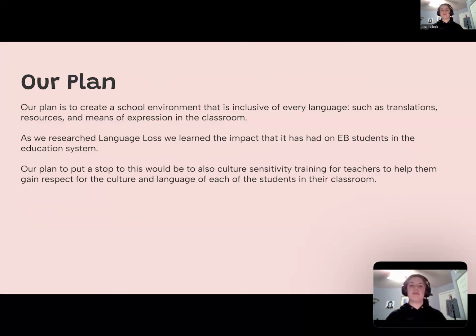Our plan. Our plan is to create a school environment that is inclusive of every language, such as translations, resources, and means of expression in the classroom. As we researched language loss, we learned the impact that had on EB students in the education system. Our plan is to put a stop to this. There would also be cultural sensitivity training for teachers to help them gain respect for the culture and language of each of the students in their classroom.